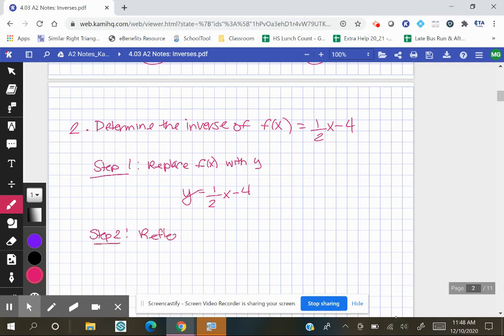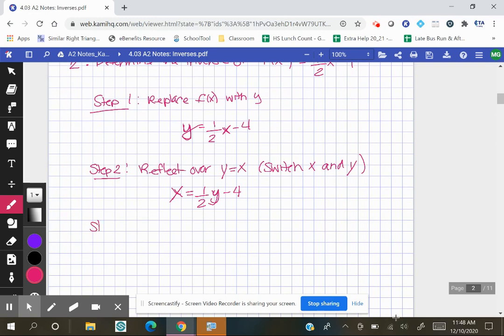Reflect over y equals x. To find the inverse, all we're doing is reflecting over the line y equals x, which means we need to switch x and y. So my y now becomes an x, and my x becomes a y. So this y right here became an x, and this x became a y.